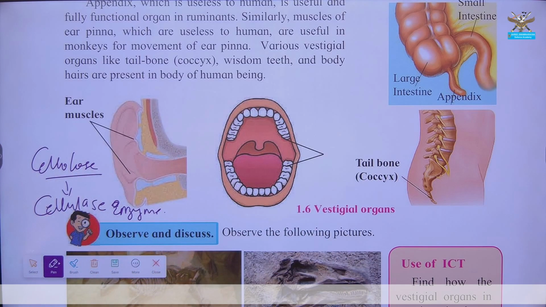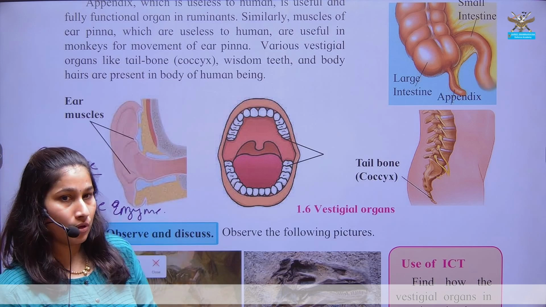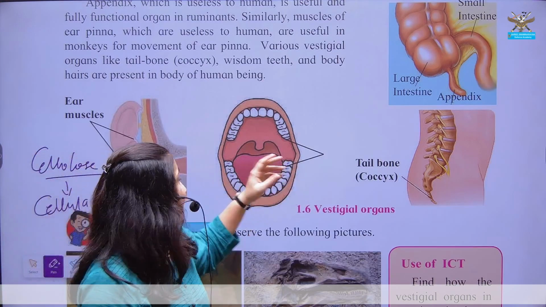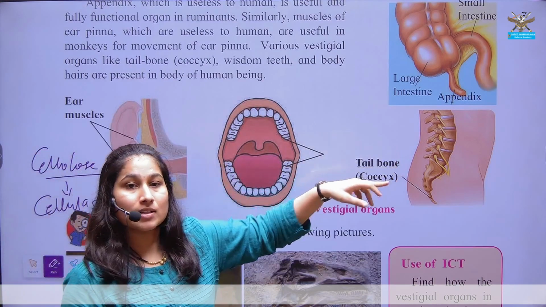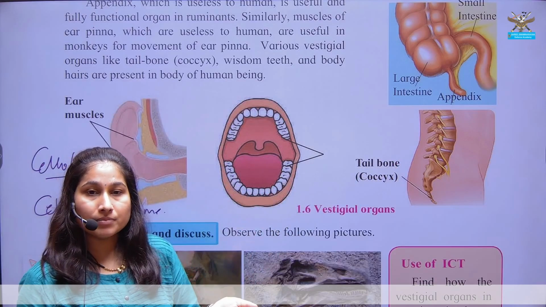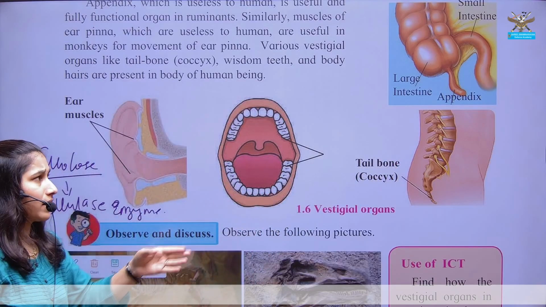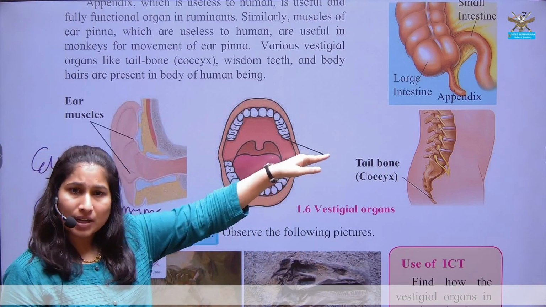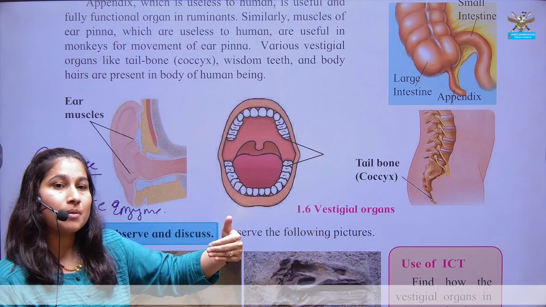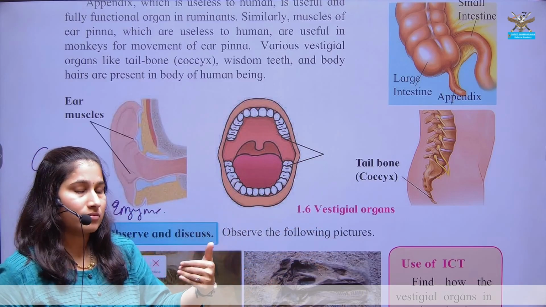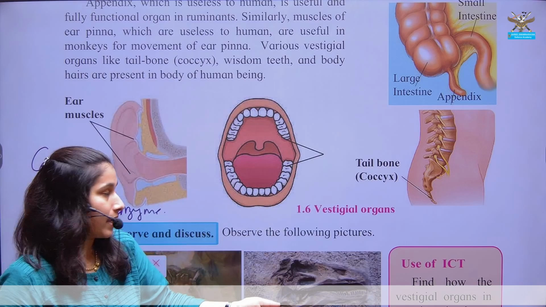But today, do we eat raw food? No, we eat well cooked food, right? So the use of this appendix slowly and gradually became less, and hence it became vestigial, or it's of no use to us today, right?